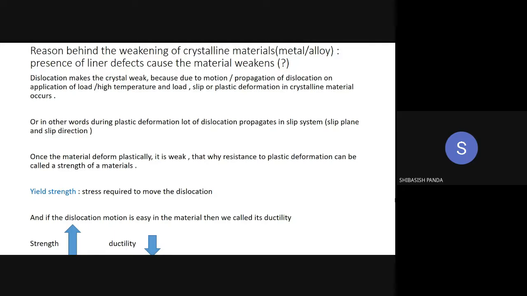Dislocations. Tell it clearly. Yeah, you're saying something, but tell it confidently. It's a high dislocation density. My question is how to strengthen a material. What will be the principle behind that? That's why we are reading all these things.